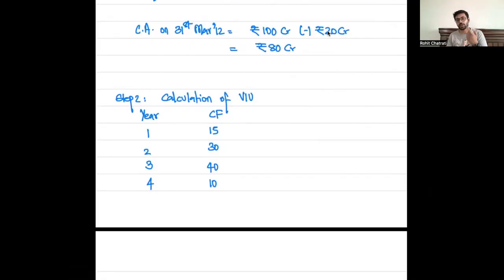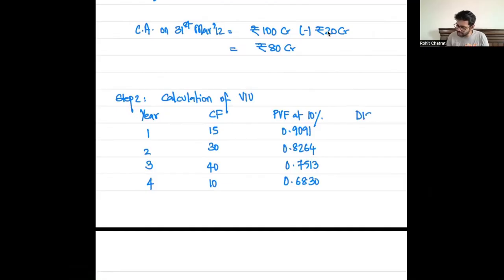Therefore, we are required to now discount these cash flows, and we calculate the present value factor at 10%. All right, we are going to calculate the discount factor or the present value factor at 10%, which will be 0.9091, 0.8264, 0.7513, and I don't remember what the fourth factor is, so I'm just quickly doing it. It's 0.6830.